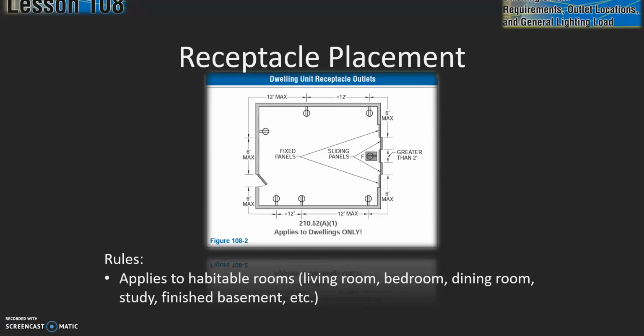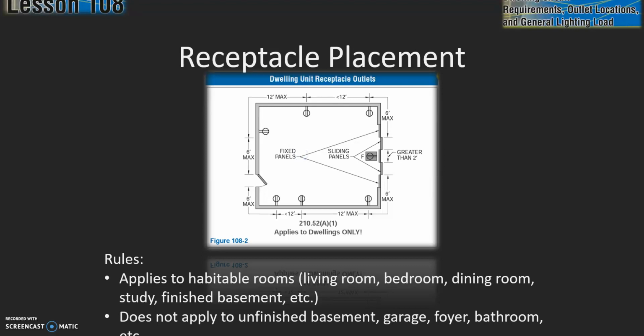So specifically living rooms, bedrooms, dining rooms, studies, finished basements. Emphasis on finished basements, because we do not apply to unfinished basements, garages, foyers, bathrooms. Kitchens kind of have their own set of rules we'll talk about specifically later on. And in fact, all these rooms have some specific things we need to talk about, and we'll hit those in depth in later chapters. But for now, again, think about living rooms, bedrooms, studies, things like that, where we're going to spend time living in.